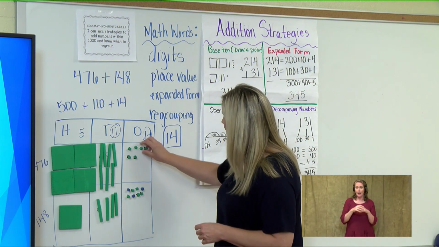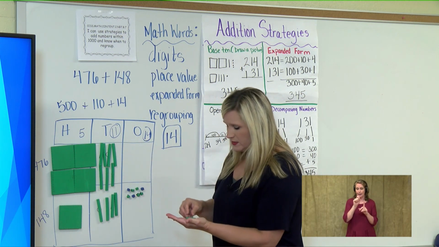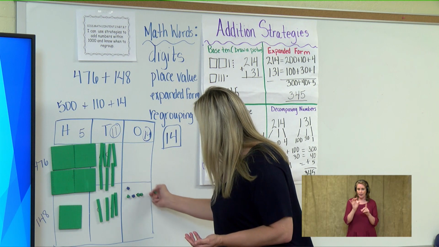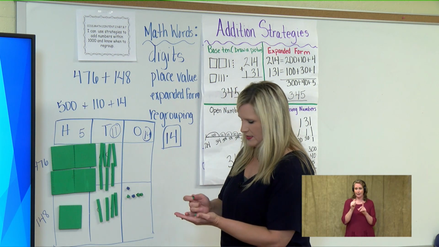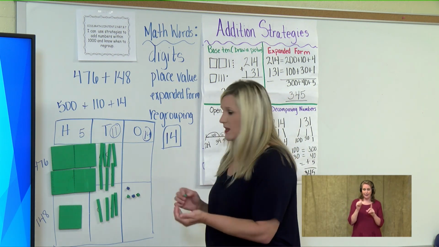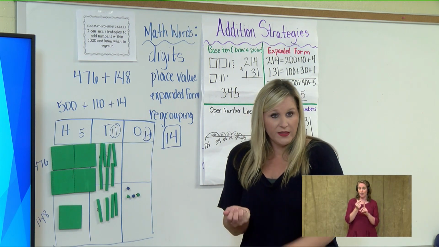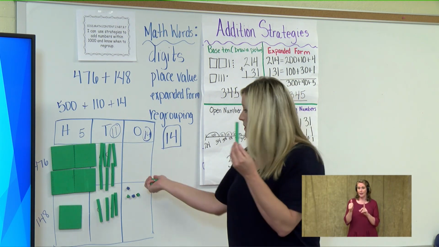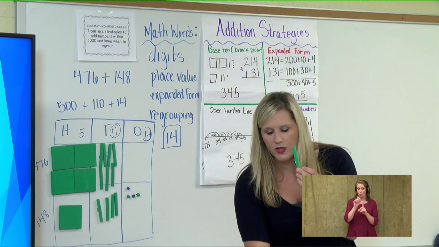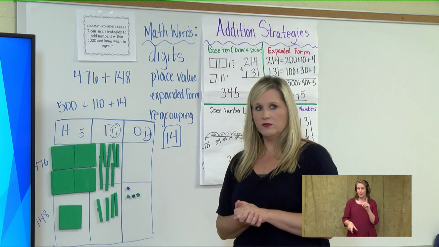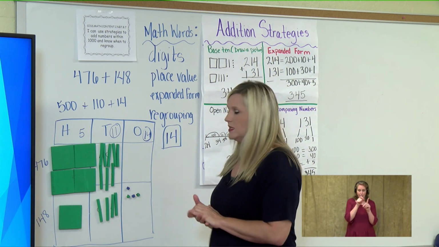I can take 10 of these ones, that's 1, 2, 3, 4, 5, 6, 7, 8, 9, 10. I can take 10 of these ones and what can I do? Well, I can trade them for a 10. So I'm going to take these ones out and I'm going to put a 10 in the tens place. So I can trade those ones in for a 10.